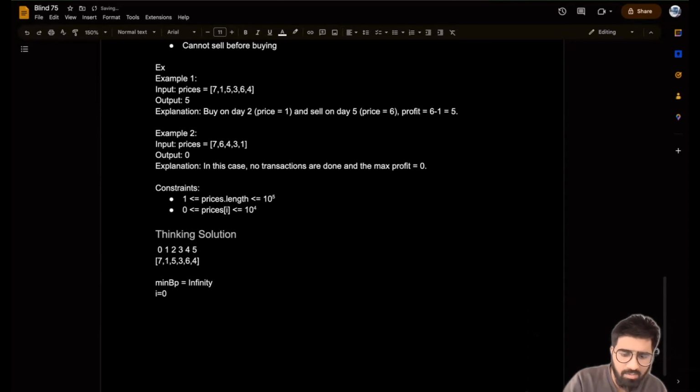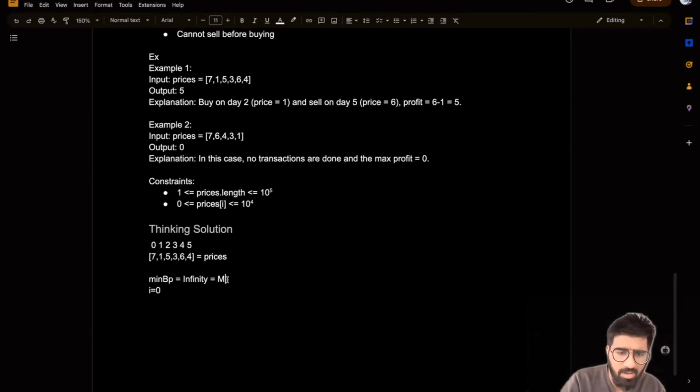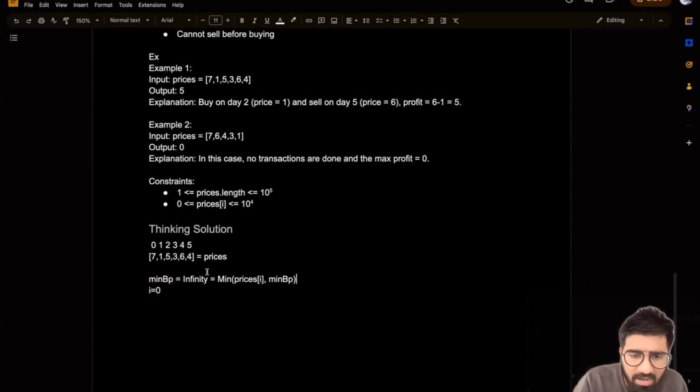Okay, and I'm saying this is my array, and my minimum should be this. I'm simply getting the minimum of prices, so I can say prices[i], just trying to find the minimum price. So I will keep on iterating. When i is 0, my minimum price would be 7, because initially it was infinity. Okay, and I can take one more variable to store the max profit.